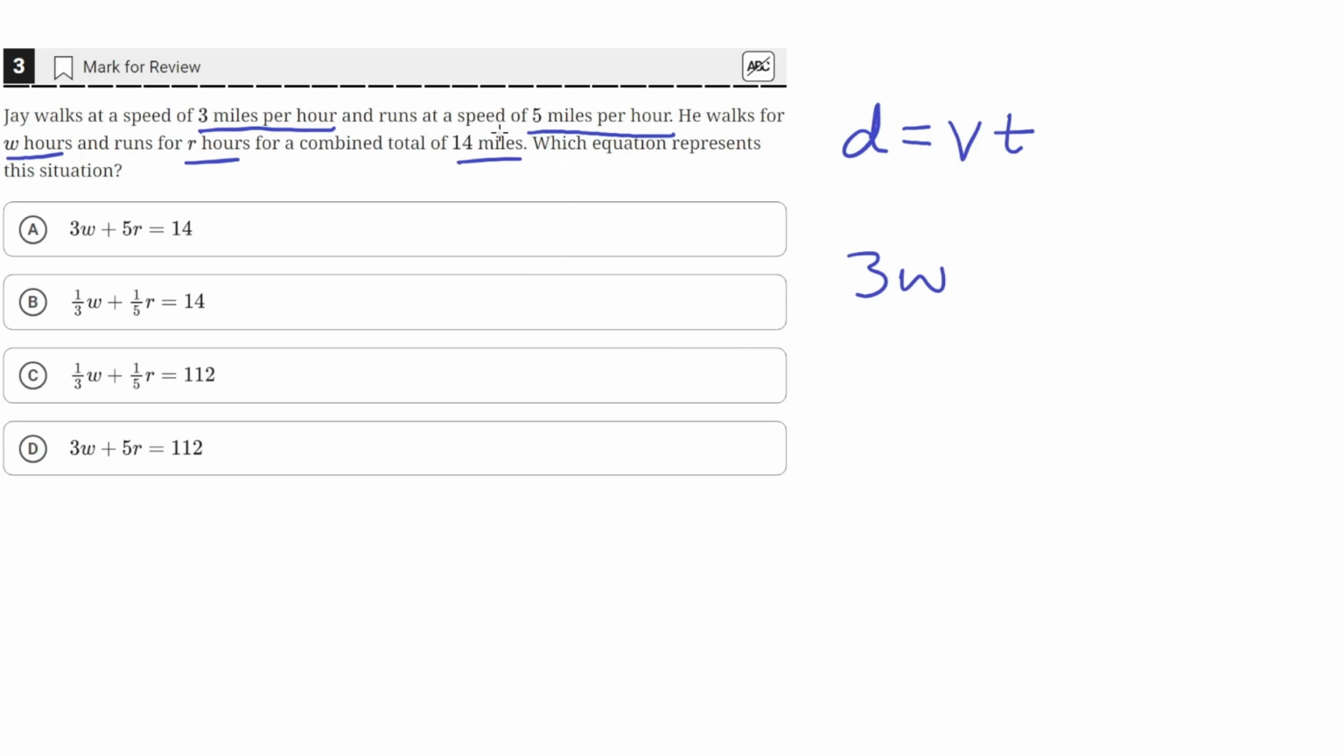And then he runs at a speed of 5 miles per hour for a total of R hours. This will give us the distance that he ran. So adding these 2 distances together gives us the total distance, which is 14, right here. So this equation represents this situation, which is answer choice number A.